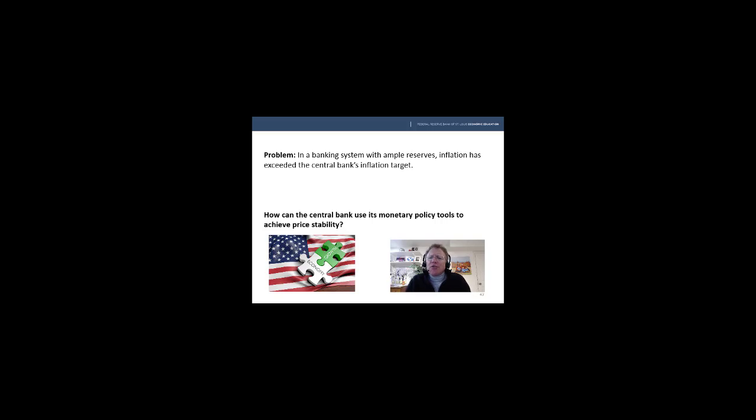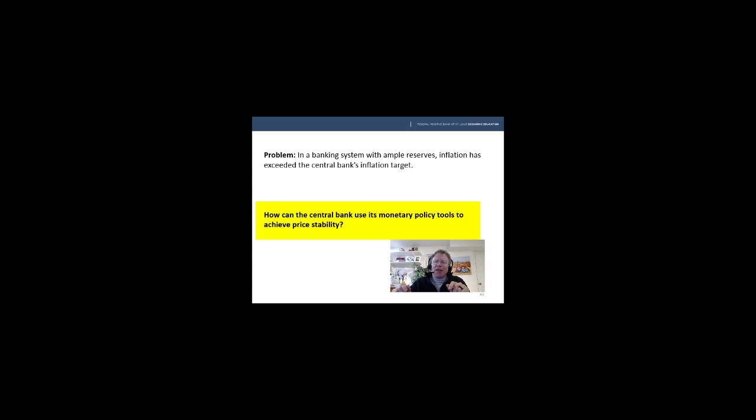Now assume the economy is growing at a very fast rate. Inflation has been above the central bank's target for a considerable time and is rising, and at the same time, the unemployment rate is very low. Given this economic condition, how does the central bank conduct monetary policy to achieve full employment and price stability?